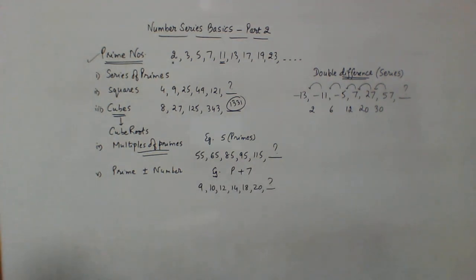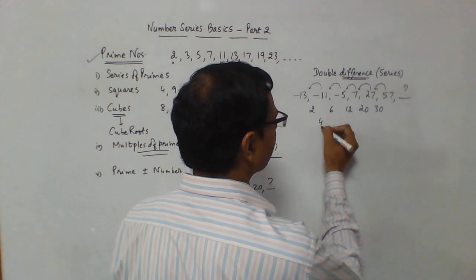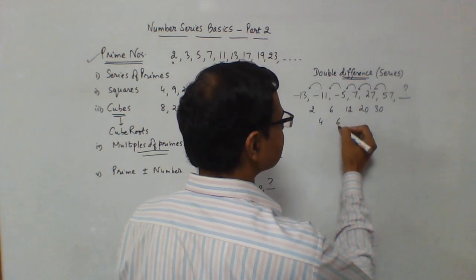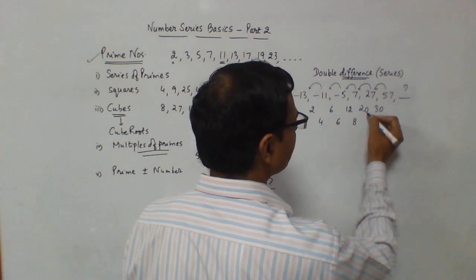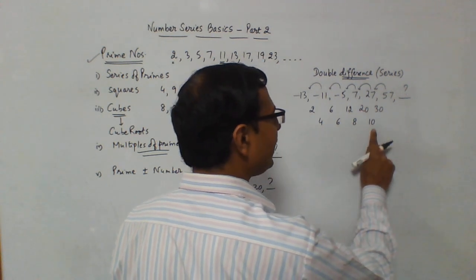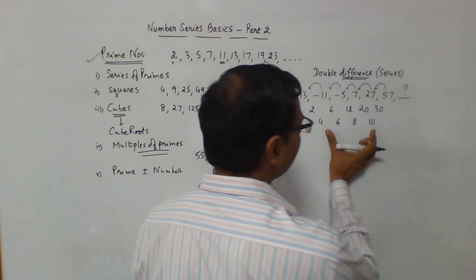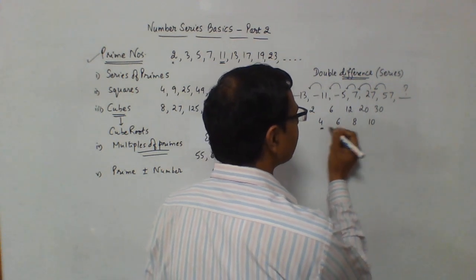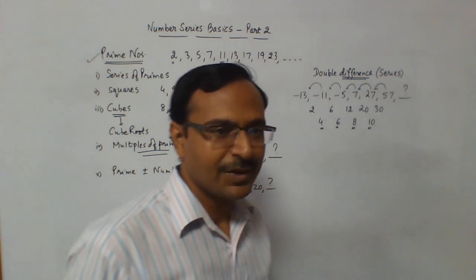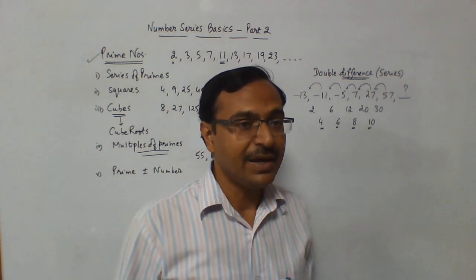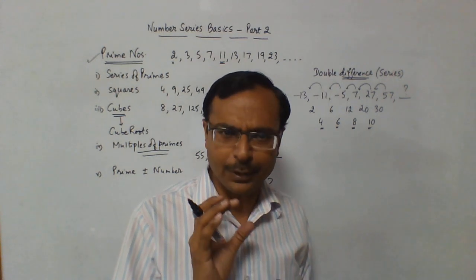But even if you are not able to find the answer here, take the difference once more. 6 and 2, 4. 12 and 6, 6. 20 and 12, 8. 30 and 20, 10. This was a little difficult, but this is not at all difficult because you know that these are consecutive even numbers, 4, 6, 8, 10. So the double difference method has given you the rule clearly and brought out that particular rule.